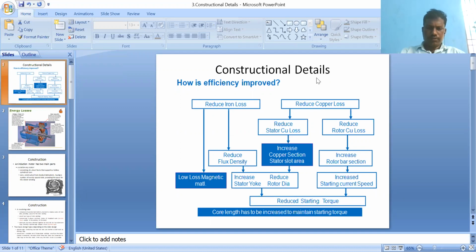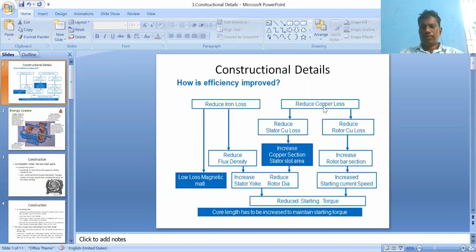So how do we reduce losses in these machines? Reduce iron losses and copper losses. How to reduce iron losses? First, reduce the flux density. How? Increase the stator weight, which reduces the starting torque. By increasing the stator weight, the flux density will be reduced, and finally iron losses also reduce.